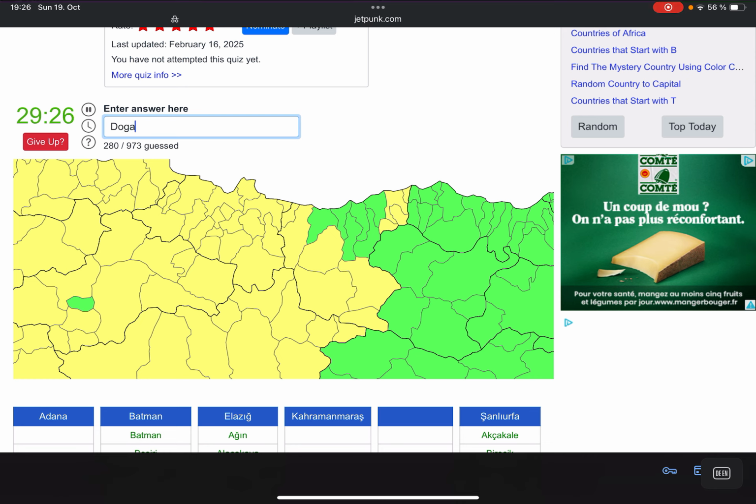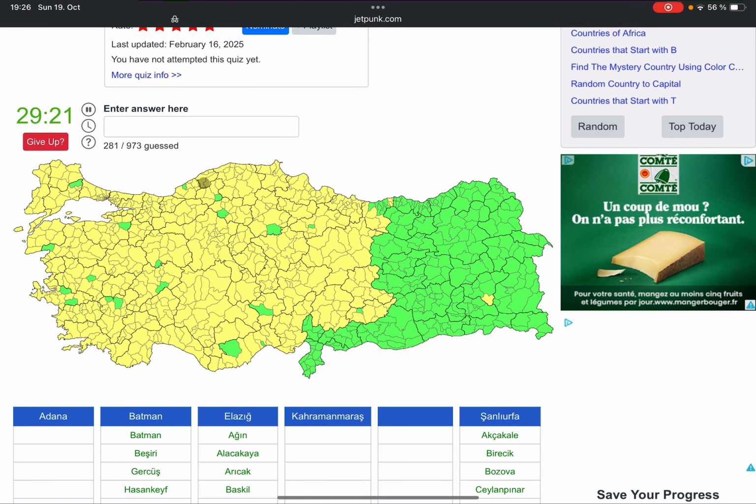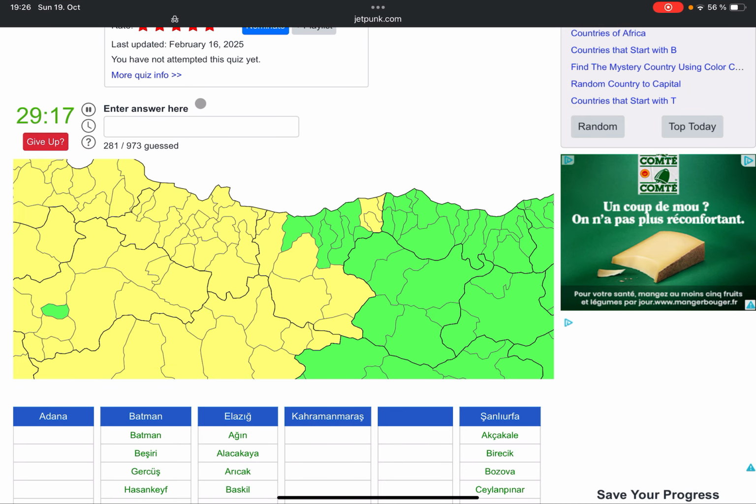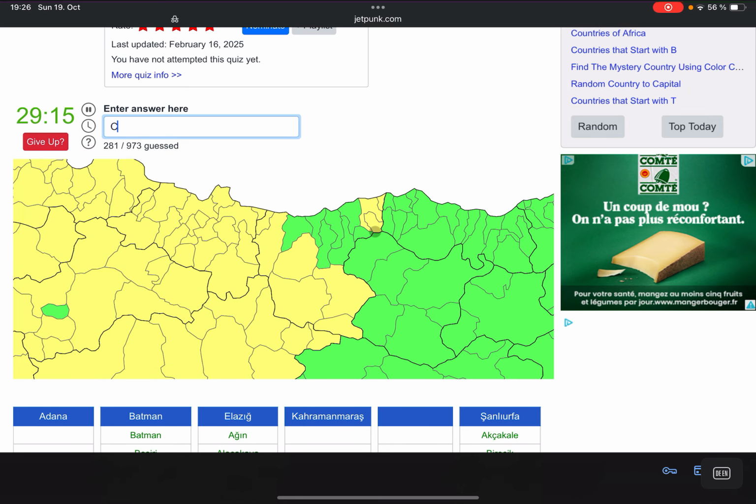No, not Doğanyurt. Doğan Kent. I think Doğanyurt is in Kastamonu province. Mix them up sometimes. So Doğanyurt, Çanakçı, Görele, and of course, not to forget, Eynesil.